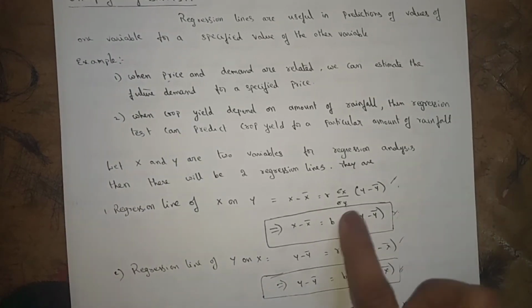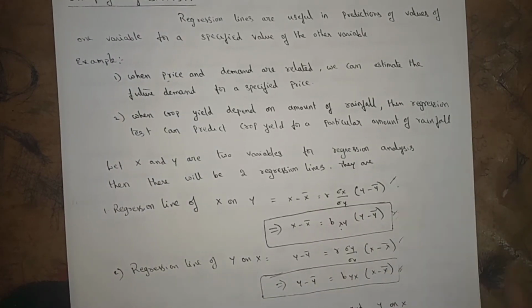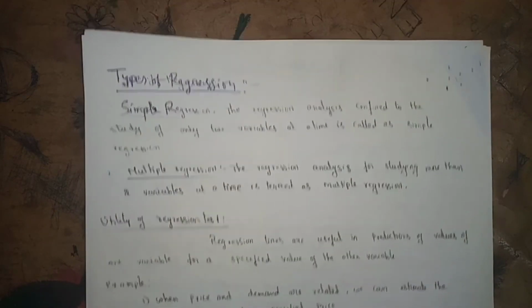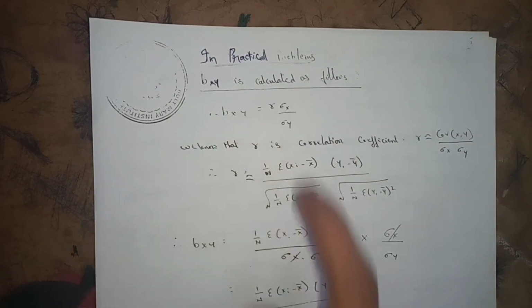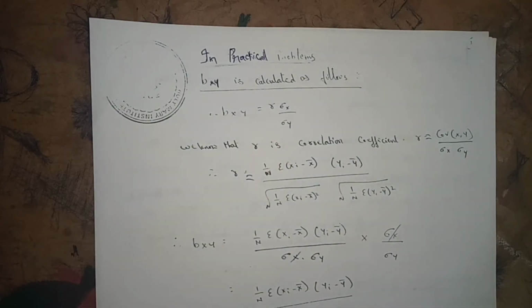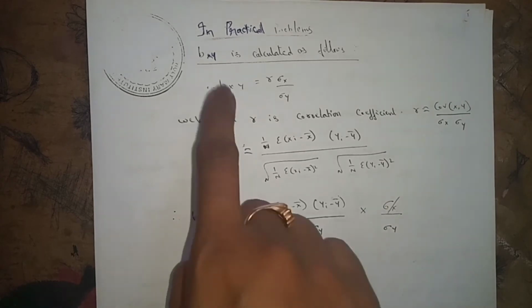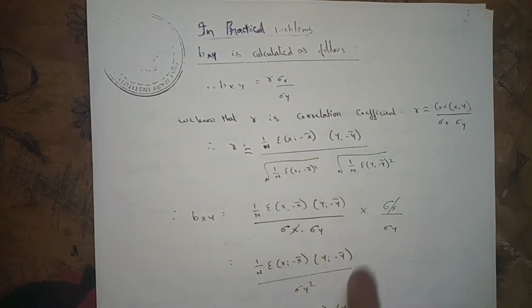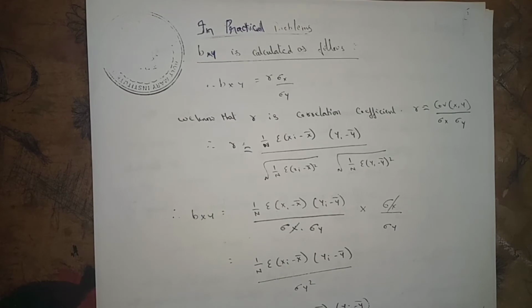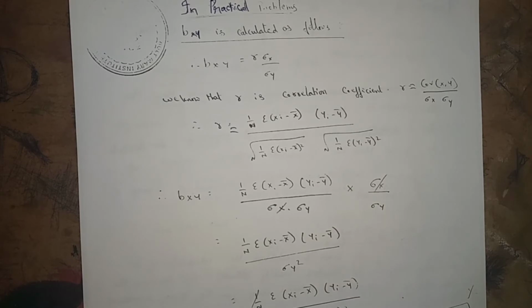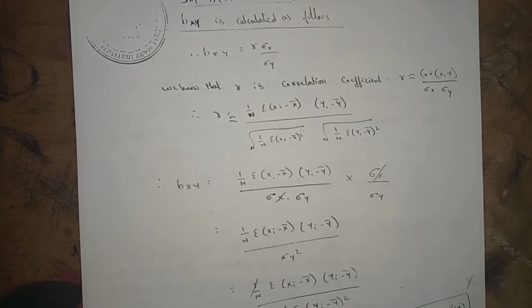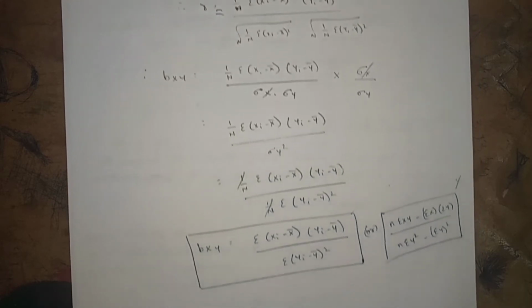Now I will tell you how to find bxy and byx. If you want you can go through it, otherwise it is very simple and easy. In a practical problem, bxy is calculated as follows. How to find bxy? bxy is equal to r into sigma x by sigma y. Small r is always the correlation coefficient, Karl Pearson's correlation coefficient. If you go through it once, you can easily understand.